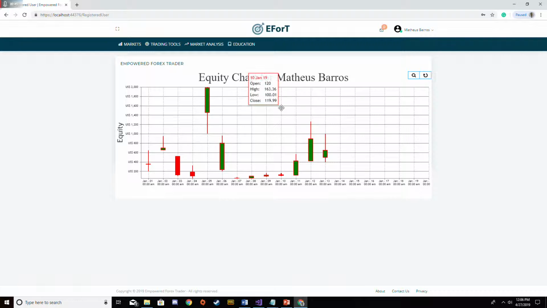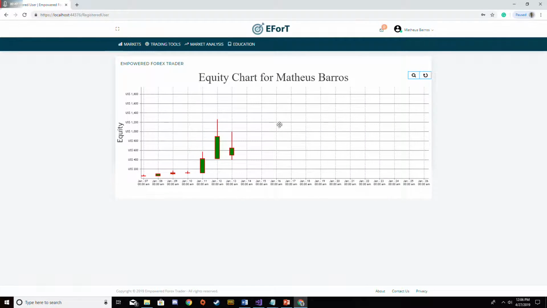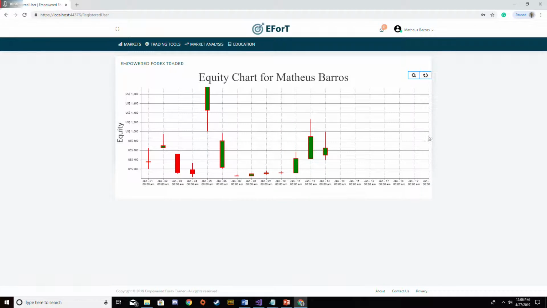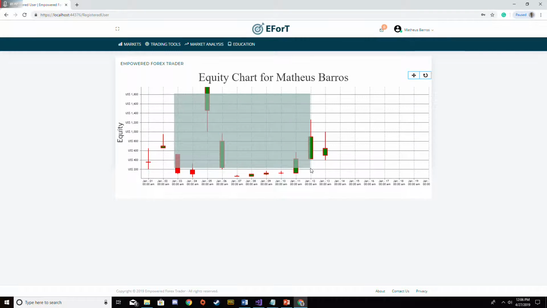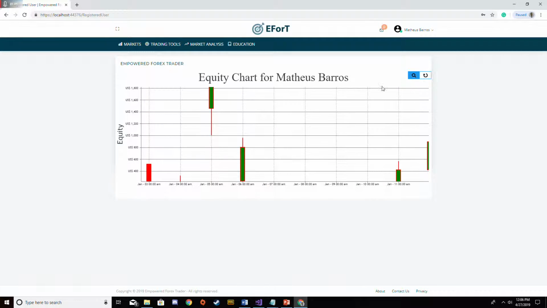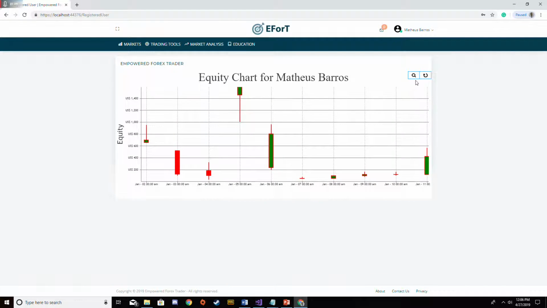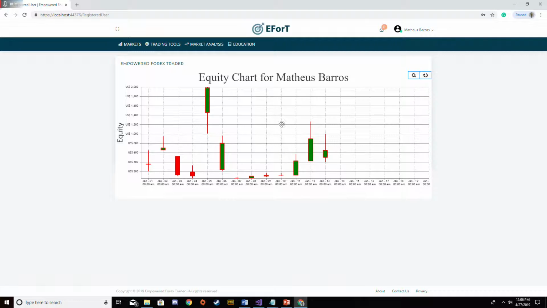We can look for some more, but since I have no more data, it's not going to be displayed here. I'm going to explain later what those are. Another thing you can do here is zoom, and then you can click again, drag to see the data, and then reset to go back to the beginning.